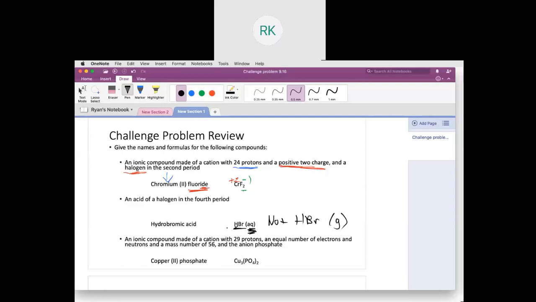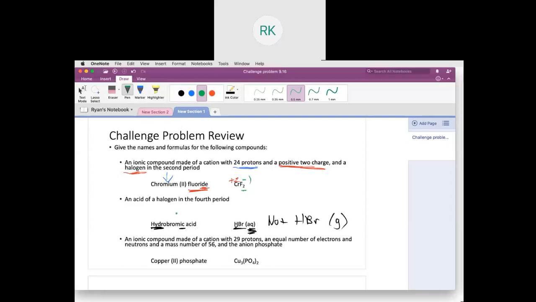Remember, this is what we call a binary acid, right? It has 2 elements. It has our hydrogen, and it has our other portion, which here is bromine. Whenever we have a binary acid, we name it with the prefix hydro, then the root of the word, the stem, then the suffix ic with the ending acid. So because it's bromine, it would be hydrobromic acid, okay?